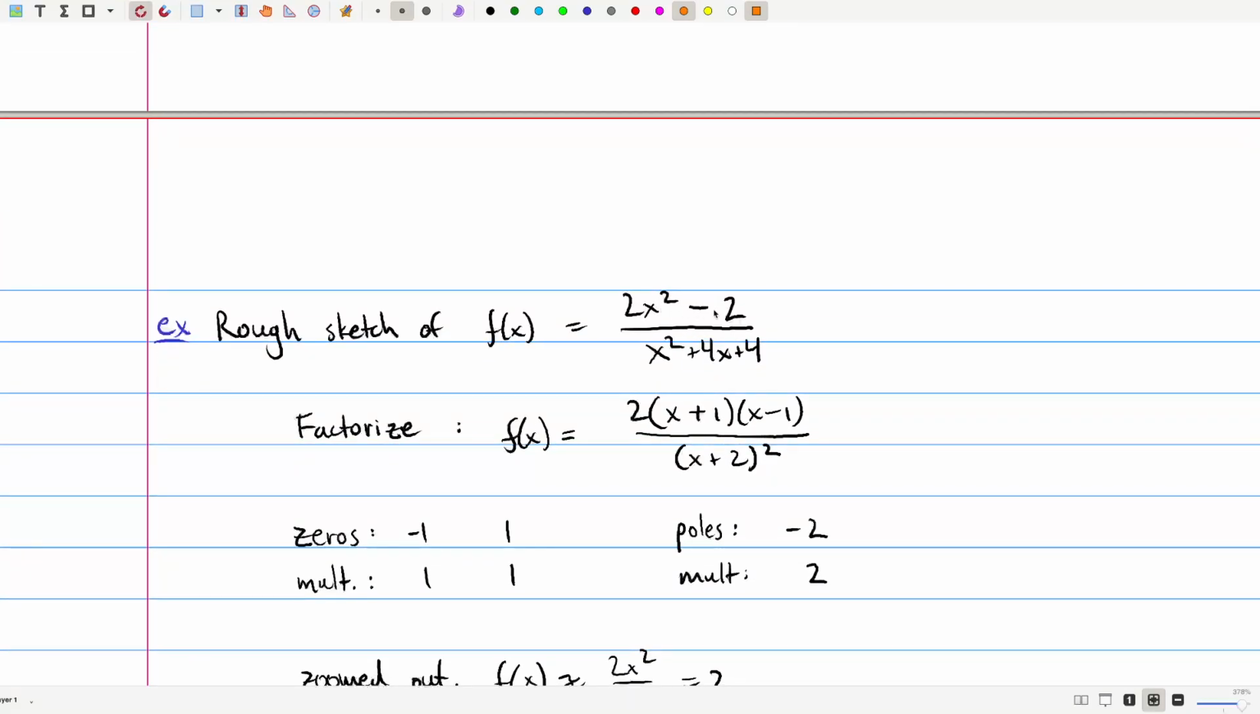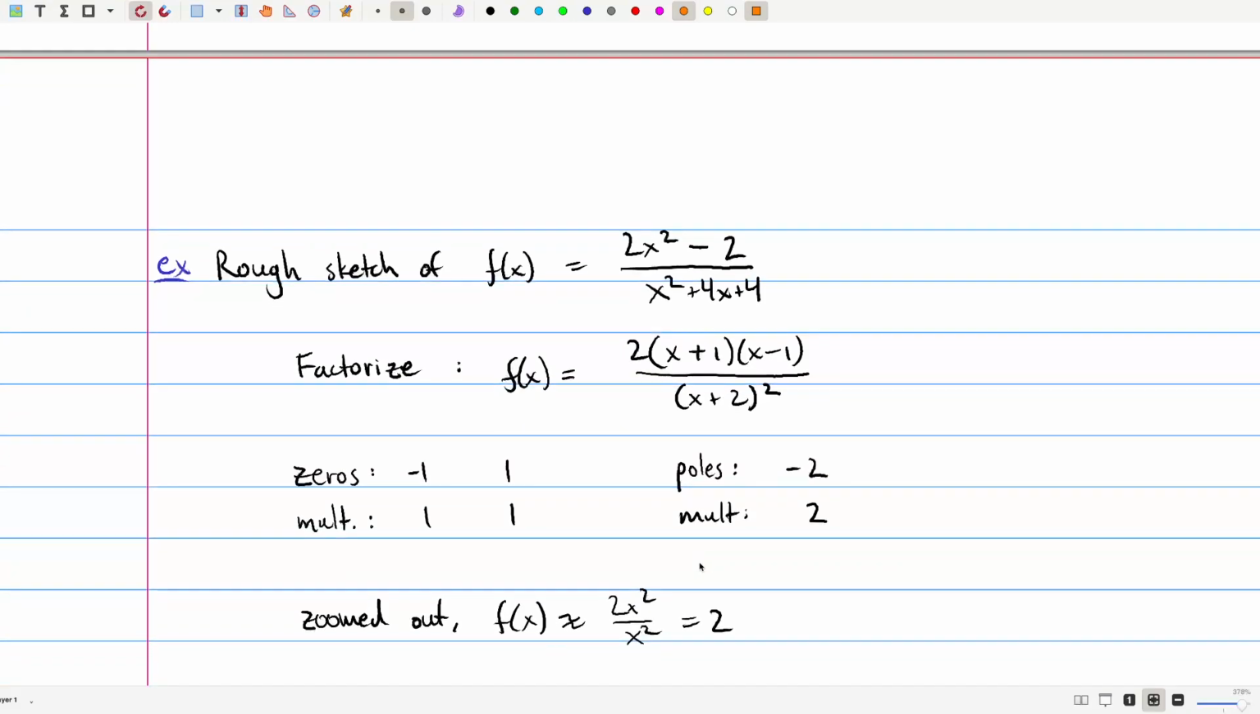And that was 2x squared minus 2 over x squared plus 4x plus 4. So first step, factorize if you can. We can pull the 2 out and then get x plus 1 and x minus 2 on the top, and on the bottom, get x plus 2 squared. So the roots of the numerator give us the zeros, and the roots of the denominator give us the poles. We have -1 from the first factor, 1 from the second factor. Those are the zeros, and they each have multiplicity 1. And in the denominator, -2 is the pole with multiplicity 2.